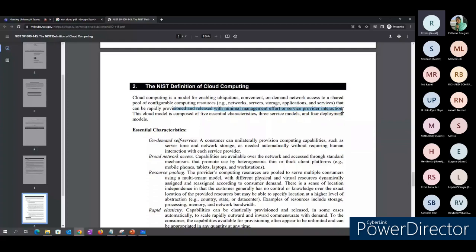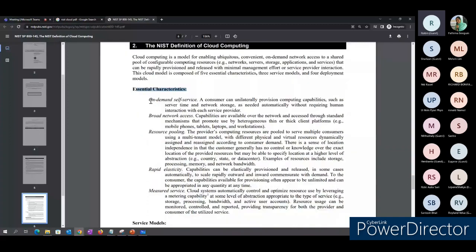Now, if you want to consider any model as a cloud, it has to meet five characteristics. One is on-demand service. Second is broad network access. Third is resource pooling. The fourth is rapid elasticity. And the last is measured service. Don't worry about these points. We'll have a detailed discussion in the next session.